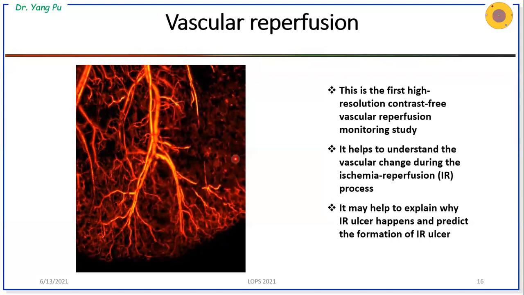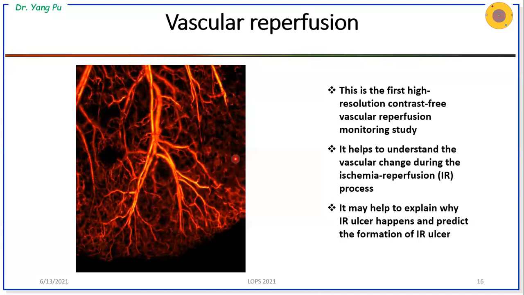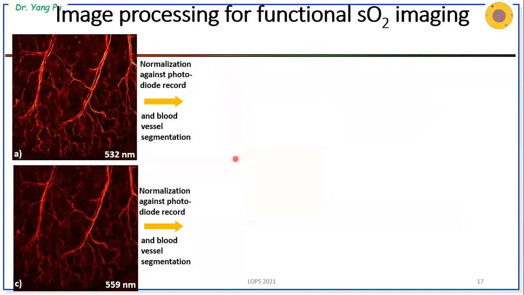We can also have the functional oxygen saturation SO2 map of the reperfusion. So here shows the workflow of image processing to get SO2. First, we acquire the PA signal using 532 nanometer and 560 nanometer excitation respectively.